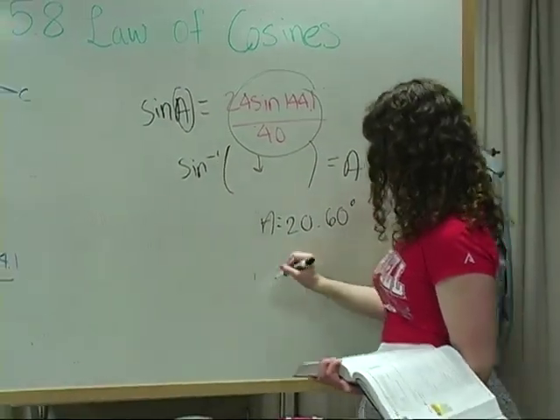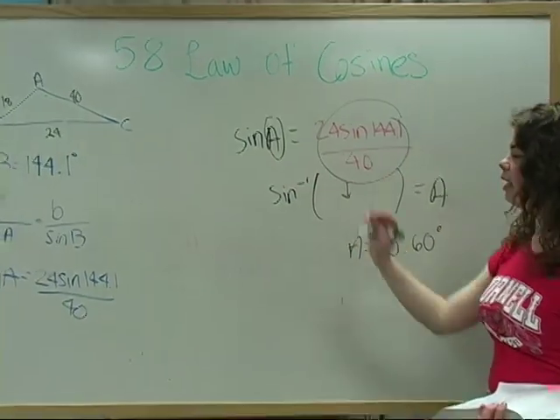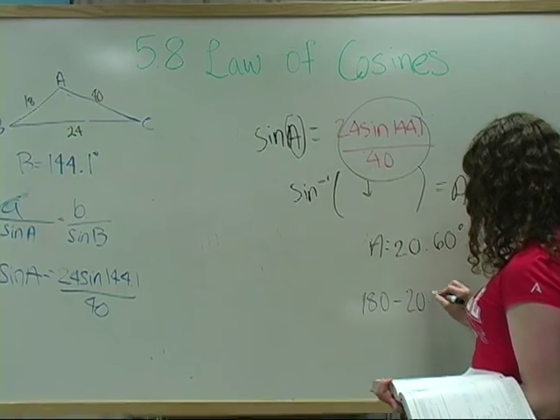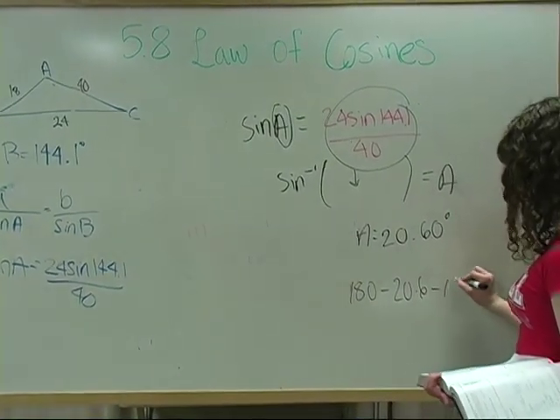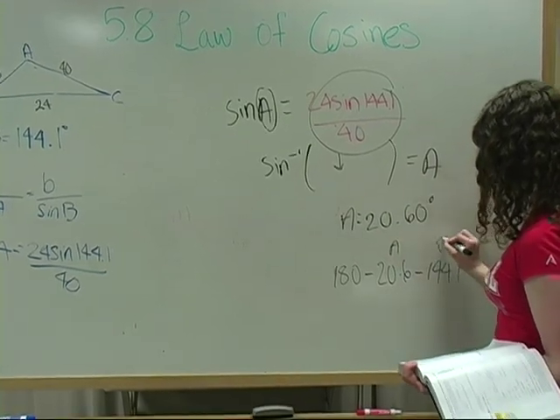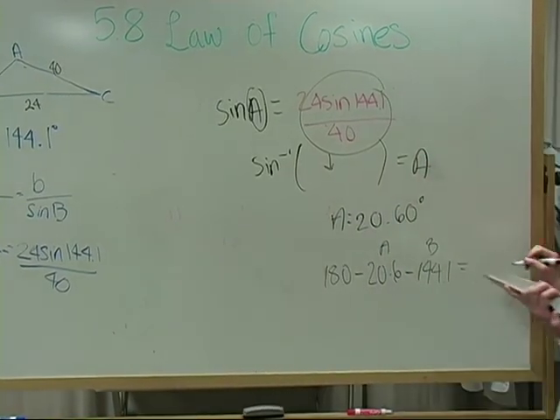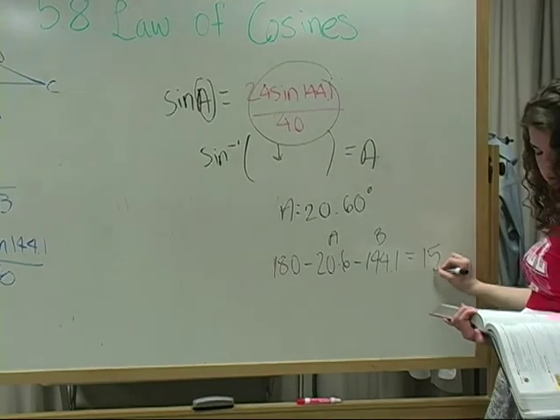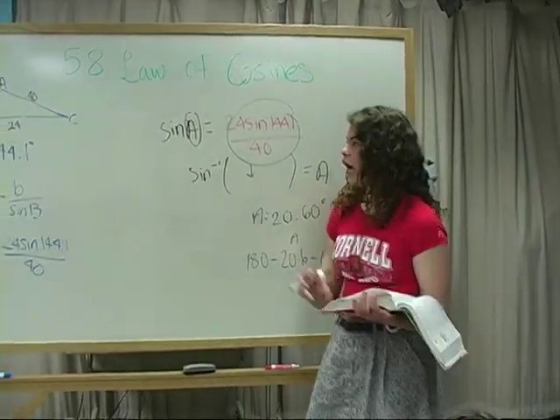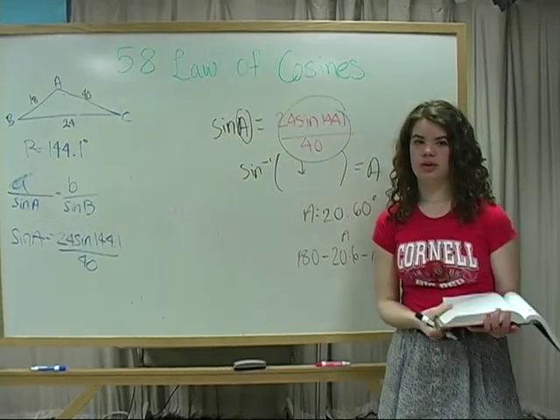And now, in order to find the measure of angle C, all we have to do is 180 minus 20.6 minus 144.1. This is the measure of angle A, this is the measure of angle B, and C equals 15.3 degrees. And that is how you solve the cosine triangle.